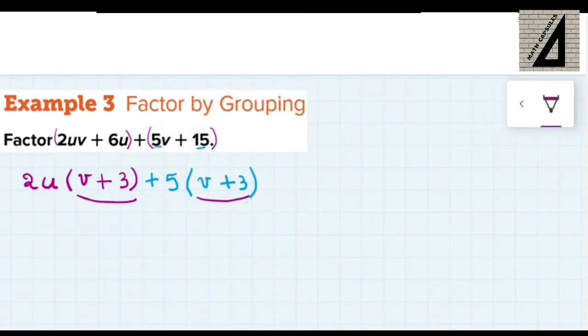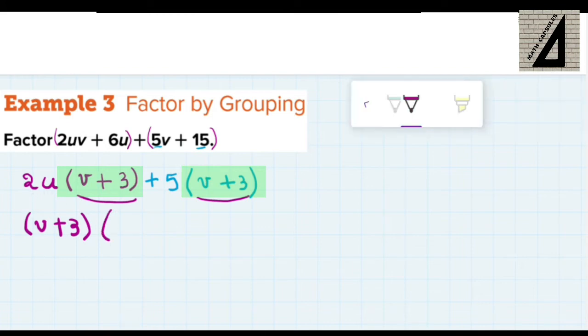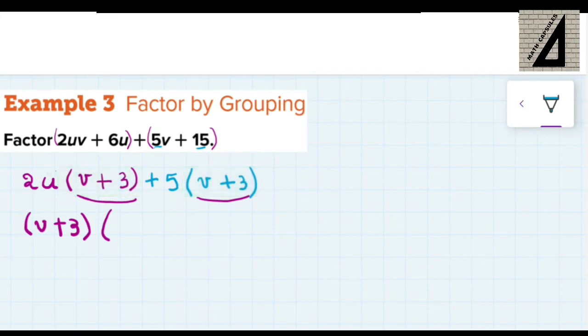Now look at these two brackets, v plus 3 and v plus 3. It is repeated in both terms. So v plus 3 is a common factor between the two terms. What remains from the first term, we had 2u multiplied by v plus 3, so we'll write 2u, and plus, on the second term we have 5 multiplied by v plus 3, so I will write also 5. So the answer will be v plus 3 times 2u plus 5. These are the two factors of this polynomial of 4 terms.